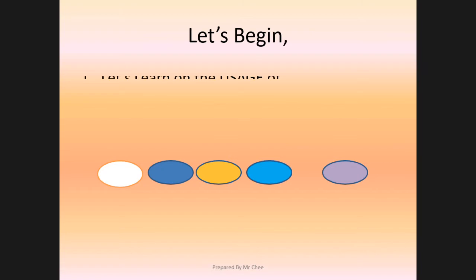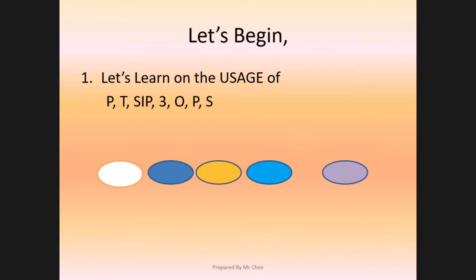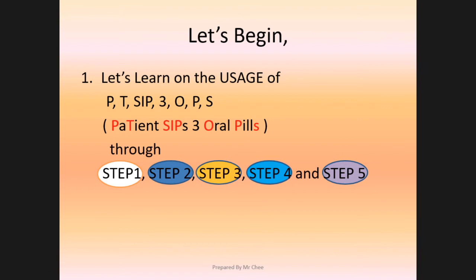Let's learn the new strategy of PETSIP3OPs. Patient sips three oral pills. What is that? There are five steps: step one, step two, step three, step four, and step five. Let's look at the first step.